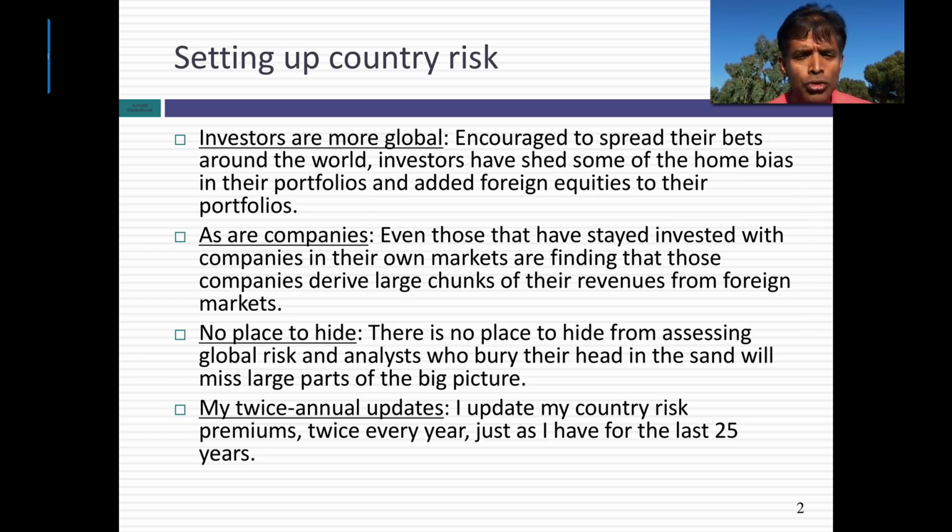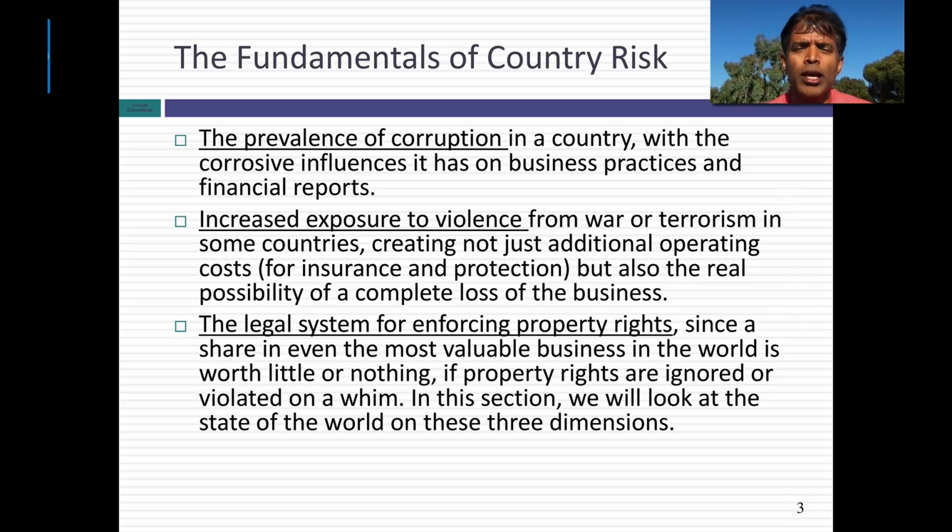To invest, you need to understand not just what the risk is in your country, but what the risk looks like in other countries and what kind of reward you get in those countries. That has been the focus of my country risk updates that I've done twice every year for pretty much the last 25 years. So let's set up the fundamentals of country risk.